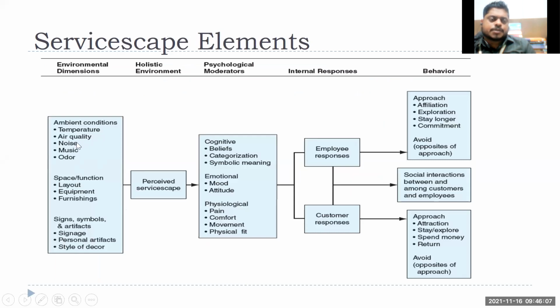Ambient conditions: temperature, air quality, noise, music, odor, right? Hospitals, some hotels, and there is, I think, the Oberoi Hotel. In Mumbai, the biggest Oberoi Hotel, they put one jasmine kind of scent. That costs around 75,000 per liter. But why do they put it? The background is that every time a customer visits, that scent will be there in the back of their mind.